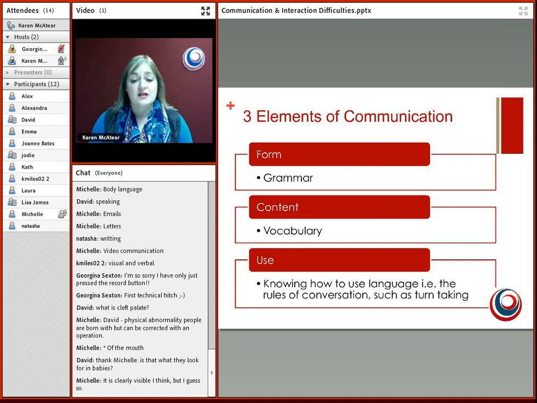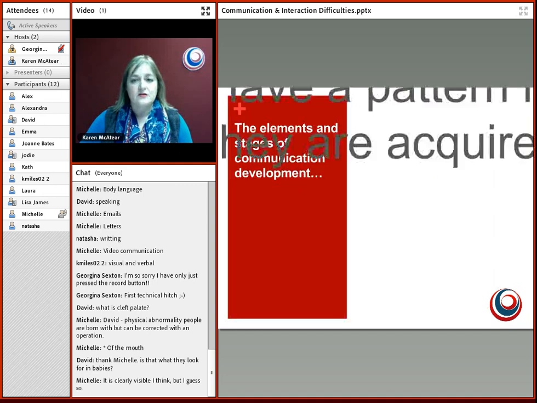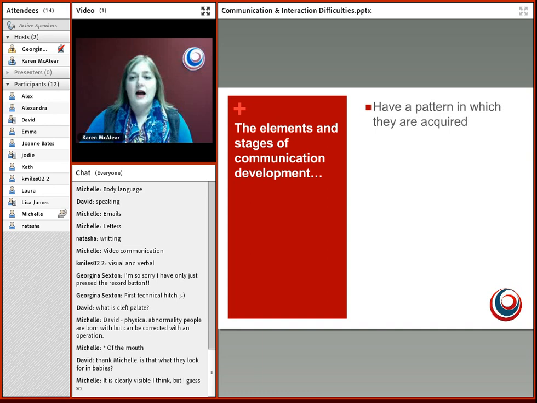And then the use, how to use language correctly, the rules of conversation, for example, such as taking turns, saying please, thank you in the correct places. All these things have to be developed, and these are the three key elements for developing communication. We have to have a pattern in which they're acquired. So we have to help that child or that young person develop methods which will help the patterns develop. It won't just happen naturally, which is why they have communication difficulty.